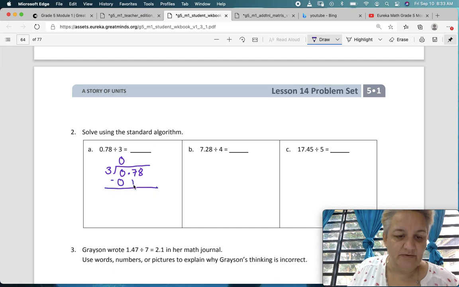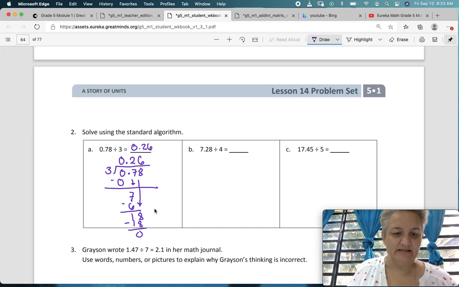So then I'm going to go straight to the tenths place, right? And 3 will go into 7 2 times. 2 times 3 is 6, which means I have 1/10 left over. So I'm going to turn that 1/10 into 18 hundredths. Okay, 3 goes into 18 hundredths 6 times. Okay, 6 times 3 is 18. That's 0. My answer is 26 hundredths. Cool. We are dividing like champions.